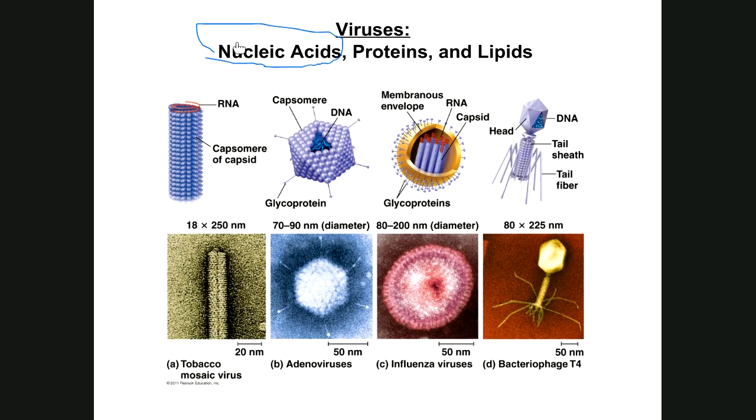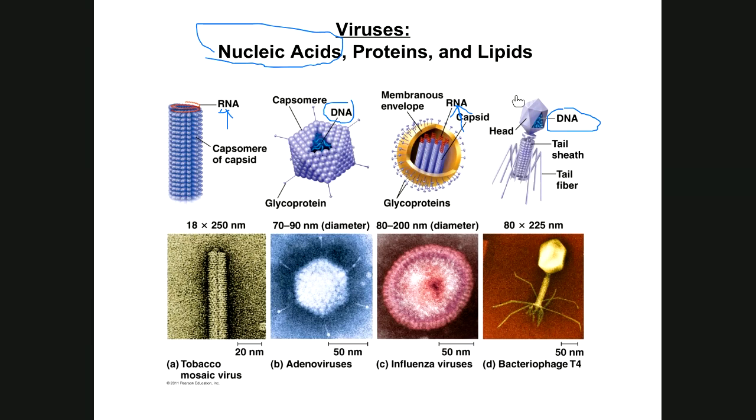The purpose of the nucleic acids, that's how the virus stores its genetic information. So if it's a DNA virus, such as they're showing here for the adenoviruses and the bacteriophage, then that is the compound that the virus has its genetic information stored in. If it's an RNA virus, such as here or here, then that's the compound that the virus has its genetic information stored in.